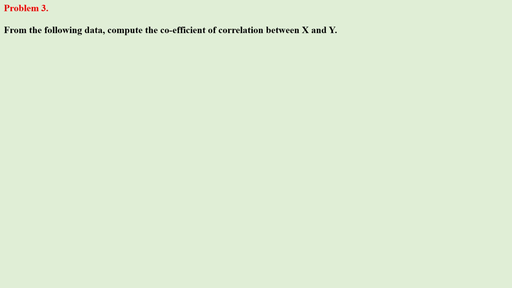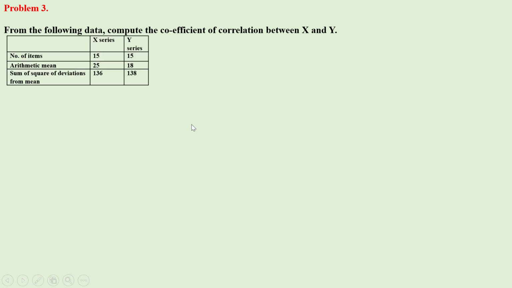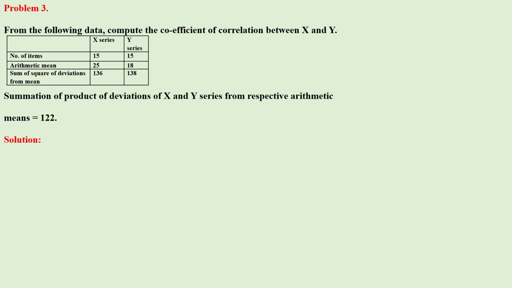Next problem, coefficient of correlation. Here x series, y series they have given, and sum of square of deviation of mean also they have given, arithmetic mean they have given. So they have given directly everything, right? Instead of variables they have given number of items, that is n, right? Number of items for x, number of items. Arithmetic mean x bar, y bar, that is given. Sum of the squares of the deviation, that is sigma x minus x bar square, sigma y minus y bar square, that is also given, that is equal to 136 and 138, right?